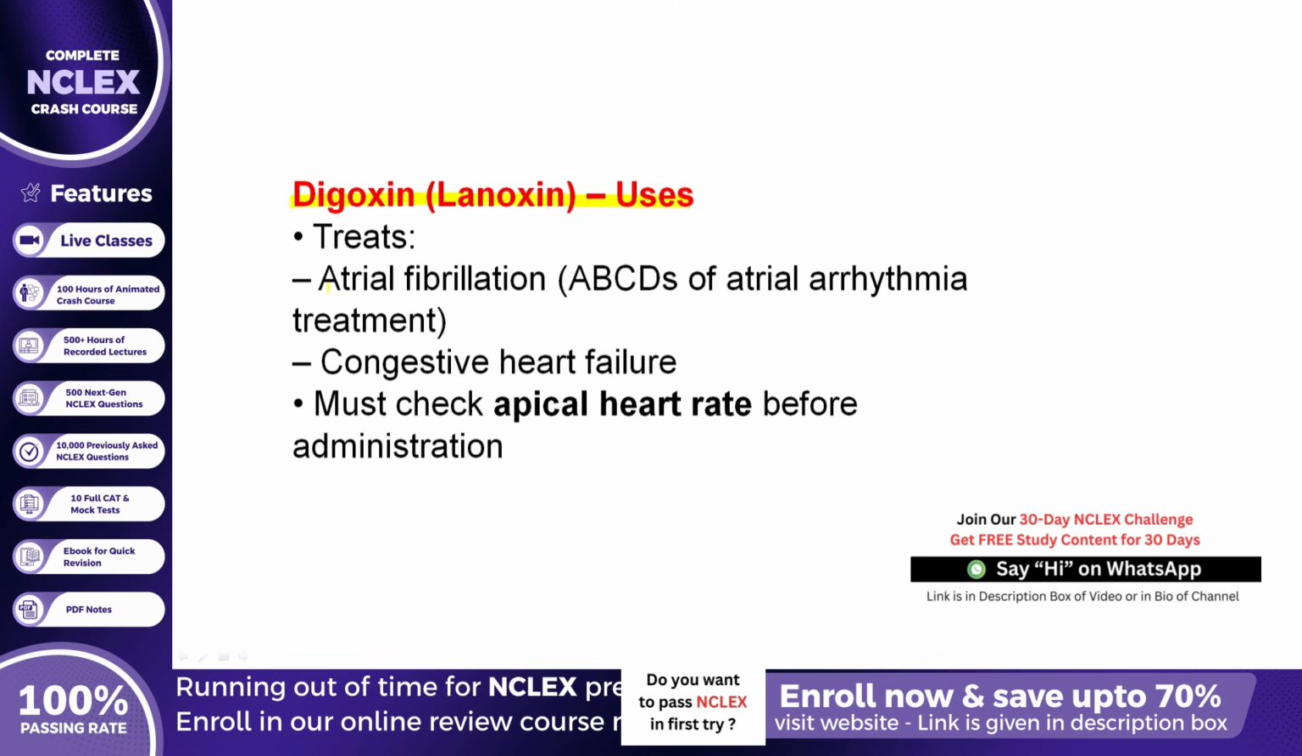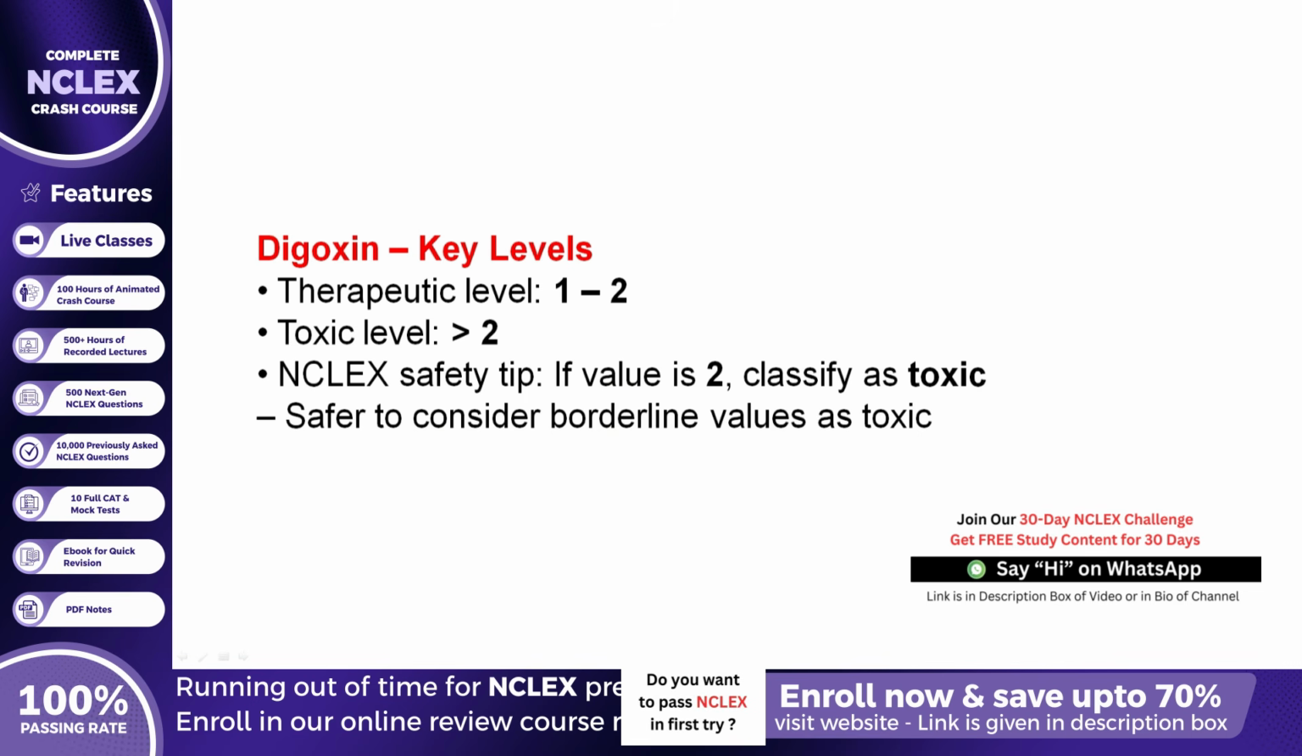It treats atrial fibrillation, which we remember from the ABCDs of atrial arrhythmia treatment, and it also treats congestive heart failure. Before giving this medication, you must check the apical heart rate before administration, and that is the critical safety step for NCLEX. Moving forward, let us look at the key levels for digoxin.